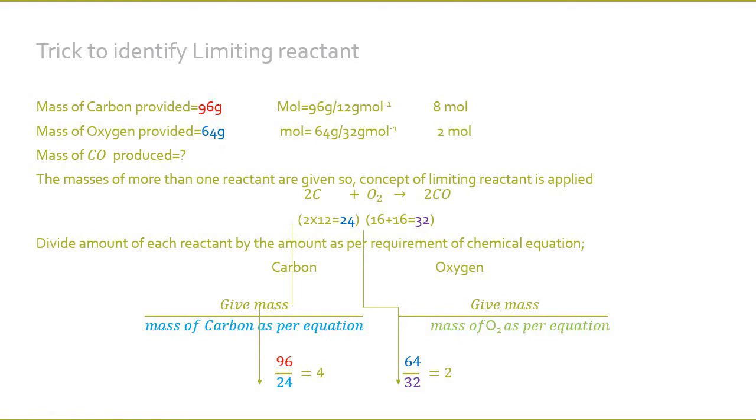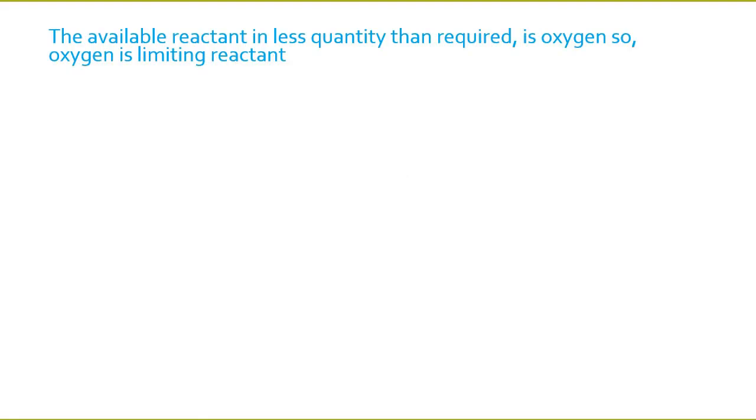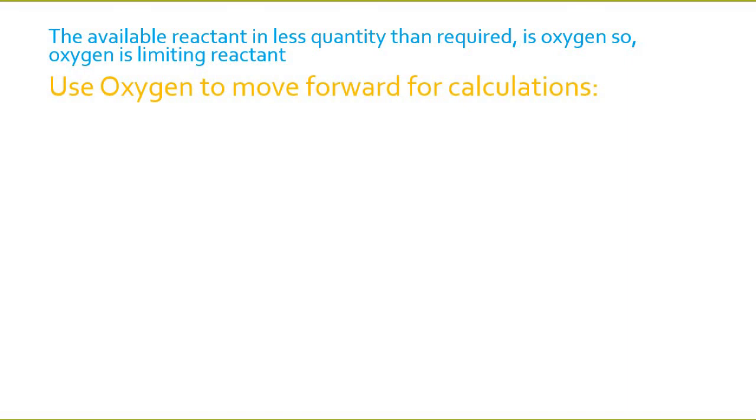Now use this limiting reactant to calculate the mass of CO produced as shown in this slide. The available reactant in less quantity than required is oxygen, so oxygen is limiting reactant. Use oxygen to move forward for calculations. How can calculations be done?